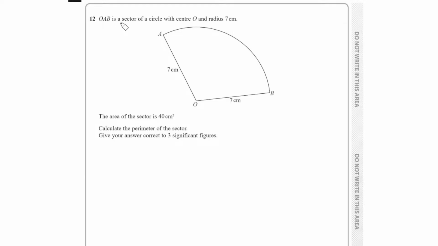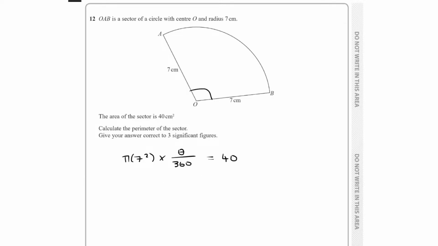So question 12, OAB is a sector of a circle with centre O and radius 7. The area of the sector is 40 centimetres squared. Calculate the perimeter of the sector. So they've given us the area of the sector. We need to work out the arc length, which means we need to know the angle. So we're going to use my formula for the area of the sector, which is pi r squared, times by the angle over 360, is equal to 40.